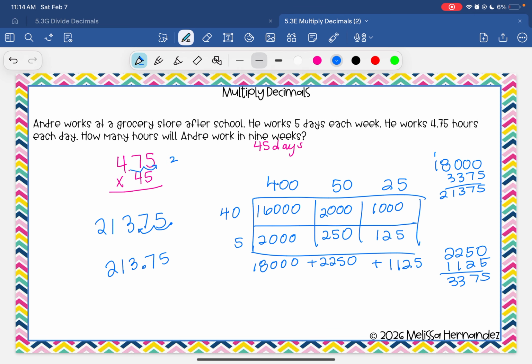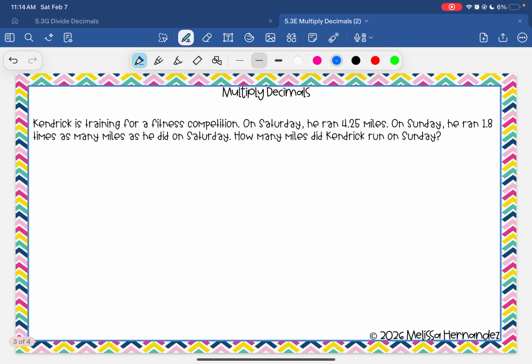Kendrick is training for a fitness competition. On Saturday, he ran 4.25 miles. On Sunday, he ran 1.8 times as many miles as he did on Saturday. How many miles did Kendrick run on Sunday? If the question said he ran 4 miles on Saturday and twice that amount on Sunday, everyone would know to multiply 2 groups of 4. But because there's decimals, that kind of throws kids off.